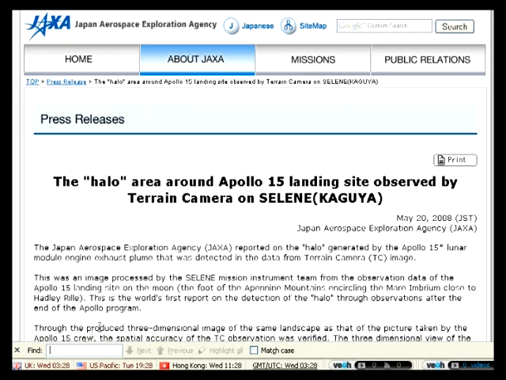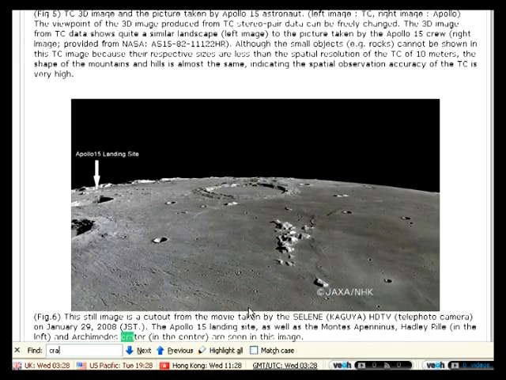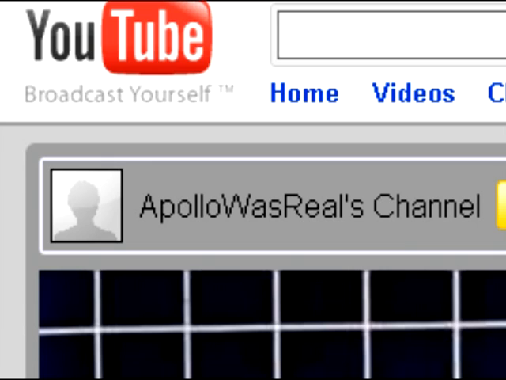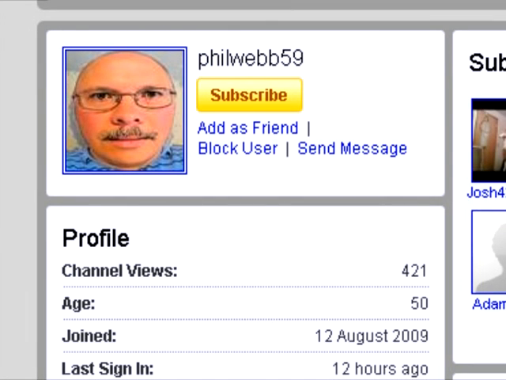The only mention of any crater within the JAXA article is a little caption for this picture showing the supposed Apollo 15 landing site and Archimedes crater. Archimedes is the big crater seen in the middle, and it's 200 kilometers away from the alleged landing site. Like Apollo was real, Webb knows the halo is just the brightness of the crater.